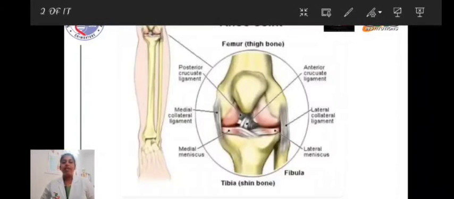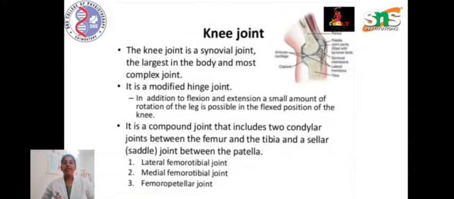Knee joint. These are the ligaments of the knee joint which we are going to see in upcoming slides. The knee joint is a synovial joint, the largest joint in the body, and the most complex joint. It is a modified hinge joint. In addition to flexion and extension, a small amount of rotation of the leg is possible in the flexed position of the knee. It is a compound joint that includes two condylar joints between the femur and tibia and a saddle joint between the patella, lateral femorotibial joint, medial femorotibial joint, femoropatellar joint.